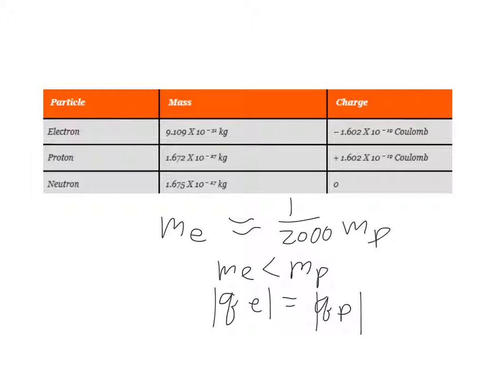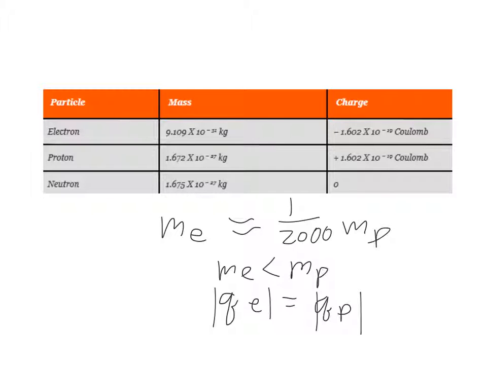The only difference between the charge of an electron and the charge of a proton has to do with the sign on that charge. Electrons will carry negative charge, whereas a proton will carry positive charge. So the charges for protons and electrons are equal in magnitude, equal in size, opposite in sign.